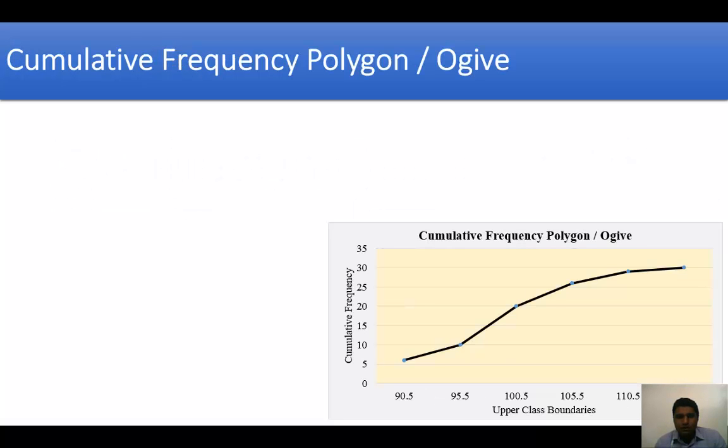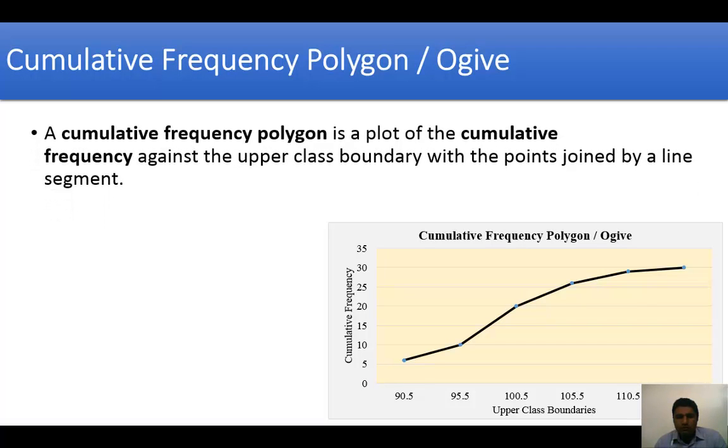And the last graph is the cumulative frequency polygon. We can also call it an ogive. Well, you need to take the upper class boundaries on the x-axis and cumulative frequencies on the y-axis. It is an increasing function because cumulative frequencies increase with each class.